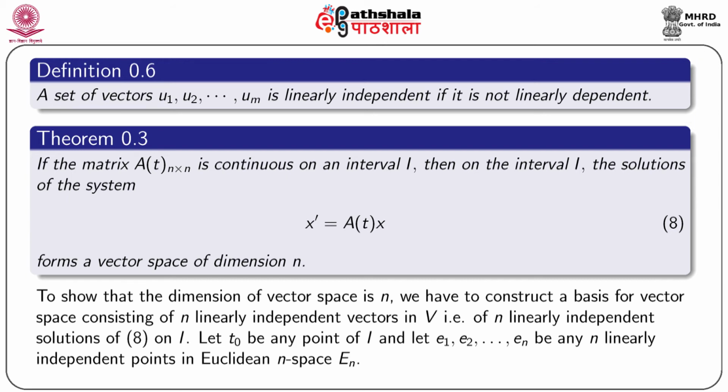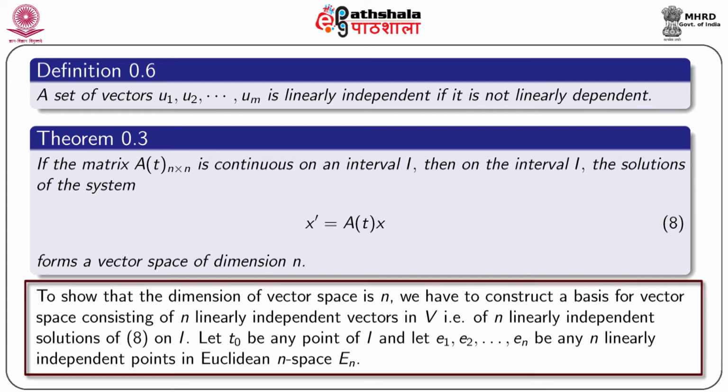The next theorem states: if the matrix A, which is of order n, is continuous on an interval I, then on the interval I the solutions of the system x dash is equal to A(t)x form a vector space of dimension n. To show that the dimension of the vector space is n, we have to construct a basis for the vector space consisting of n linearly independent vectors in V, that is, of n linearly independent solutions of 8 on the interval I.